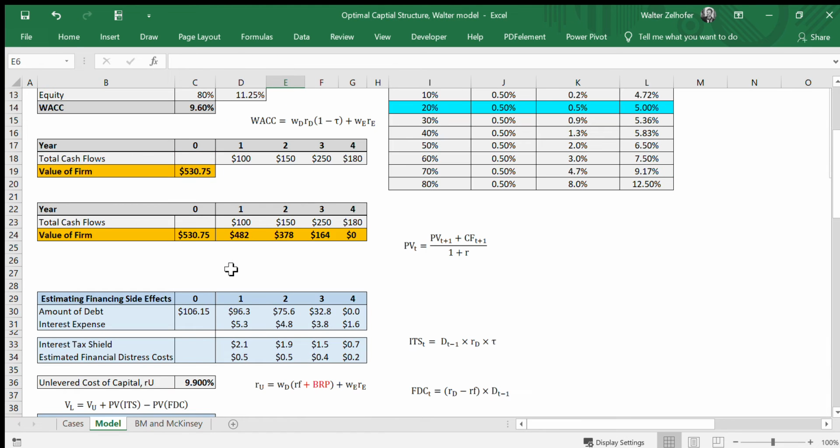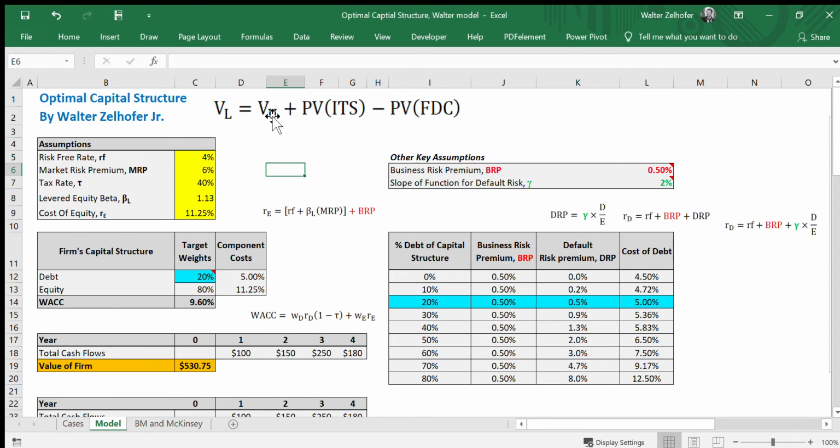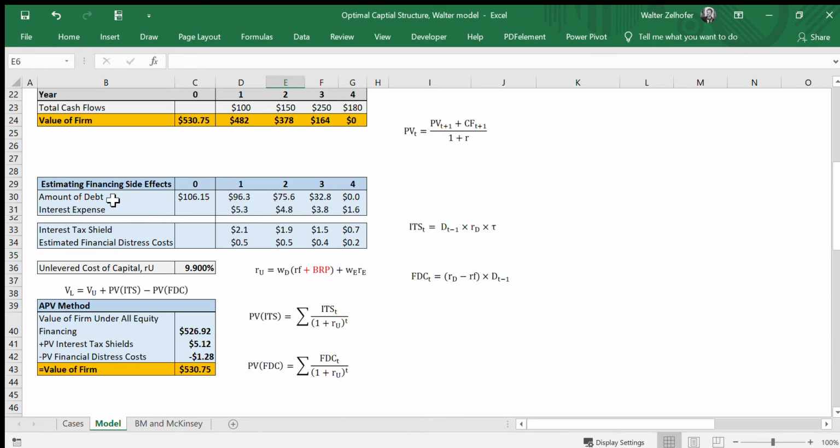All right, let's go back to our APV model. The APV model is considering now all 3 parts of this equation right here. The value of the levered firm is equal to the unlevered business plus the tax shields minus the present value of financial distress costs. Okay, so let's look at our APV. Here we have our interest expense again, and now we have tax shields. And look, we also have financial distress costs.